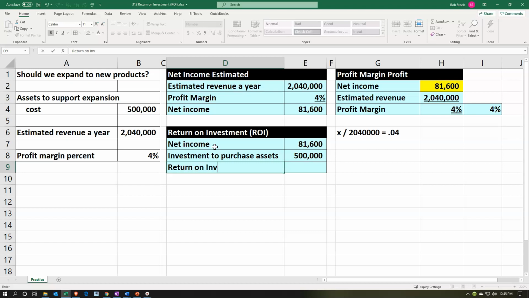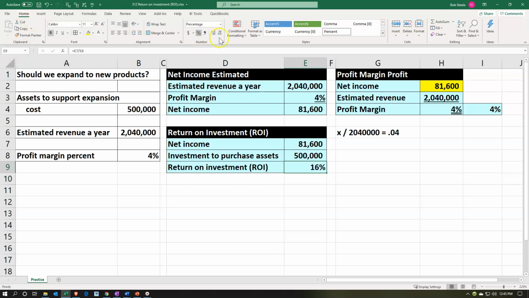That's going to give us our return on investment, or the ROI. So that's going to be equal to the 81.6 divided by the 500,000. Let's make that a percent. Home tab, numbers, make it a percent. I'm going to add a couple decimals. You can keep on adding more decimals if you want it more precise.